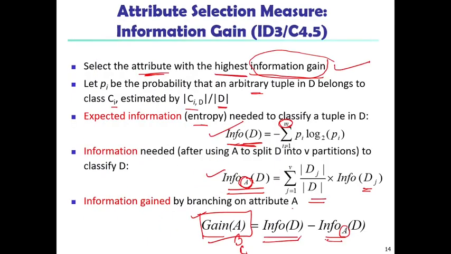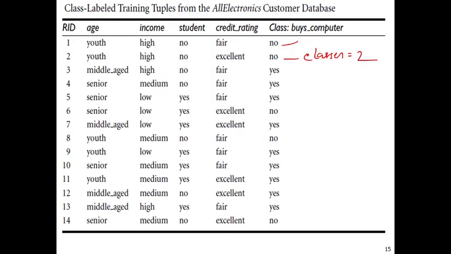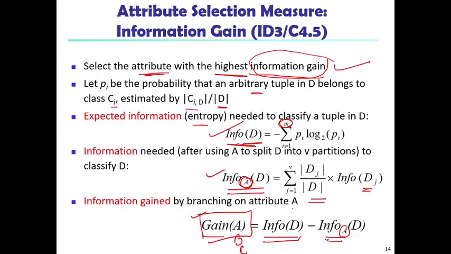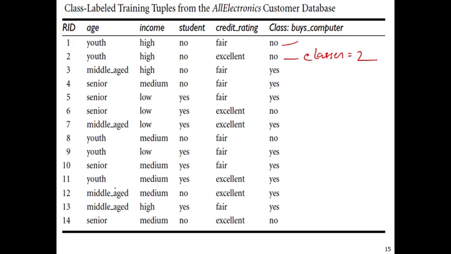What is the formula for information of D? Information D formula is minus the sum of pi log 2 pi. Pi is the probability that an arbitrary tuple of D belongs to class Ci, estimated by the count of Ci,D divided by the count of D. D is the total number of tuples. So here the total number of tuples is 14.